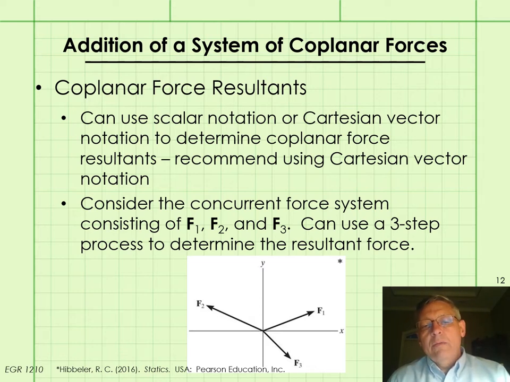So let's consider a concurrent force system consisting of the forces F sub 1, F sub 2, and F sub 3. Now, what do we mean by concurrent? Concurrent means that the lines of action of all three of the forces we're looking at here pass through a common point.